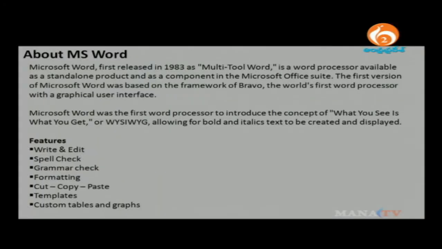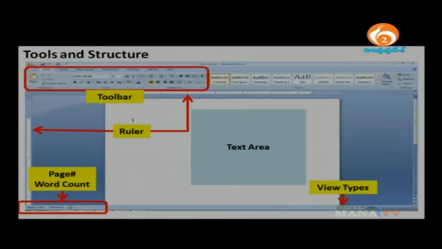Alright. So let's continue the features that we're going to look at: write and edit, spell check, grammar check, formatting, cut, copy, paste, template and custom table and graphs. Now here are some of the tool features which you need to know. When you open a Word document, what you see on top is the entire toolbar. On each of the toolbar, you have sub items.